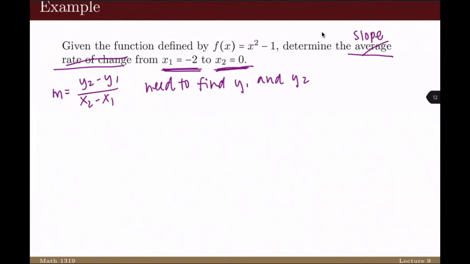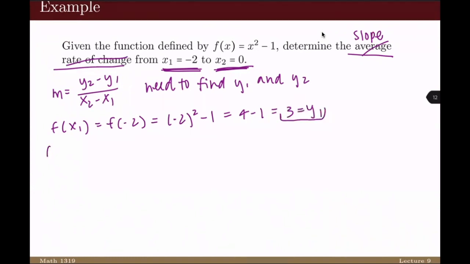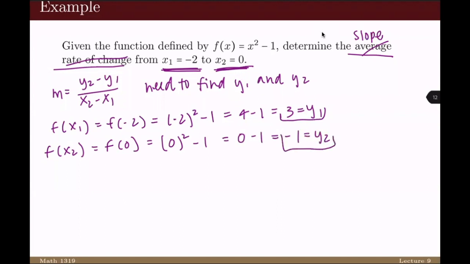All right, well, plugging in the x1, f of x1, which is f of negative 2, is negative 2 squared minus 1, which is 4 minus 1, which is 3. So 3 is going to be my y1. Next, I'm going to find f of x2, which is f of 0, which is 0 squared minus 1, which is just 0 minus 1, which is just negative 1, and that's going to be my y2 value. So f of x1 is y1, and f of x2 is y2.